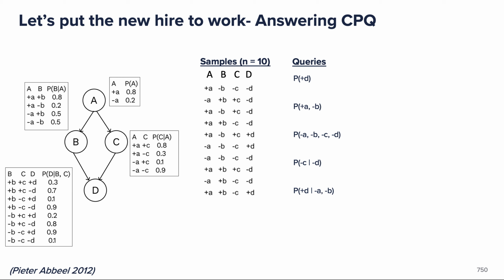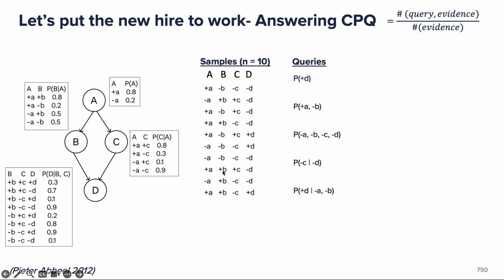But how do we answer the conditional probability queries? To answer them, we just do a simple calculation. Let's say we want to look at the probability of plus D given our samples: we count the cases that had plus D and divide by the total number of samples. In our case, it would be 3 divided by 10. A second simple one, we look at cases that are plus A minus B, and divide by the number of samples. The next one, the joint probability of minus A, minus B, minus C, minus D, will be 1 divided by 10.